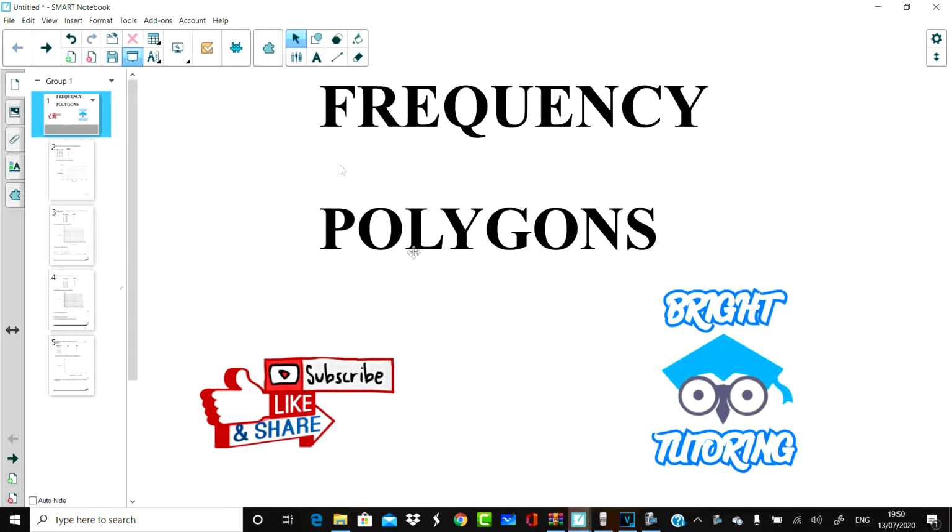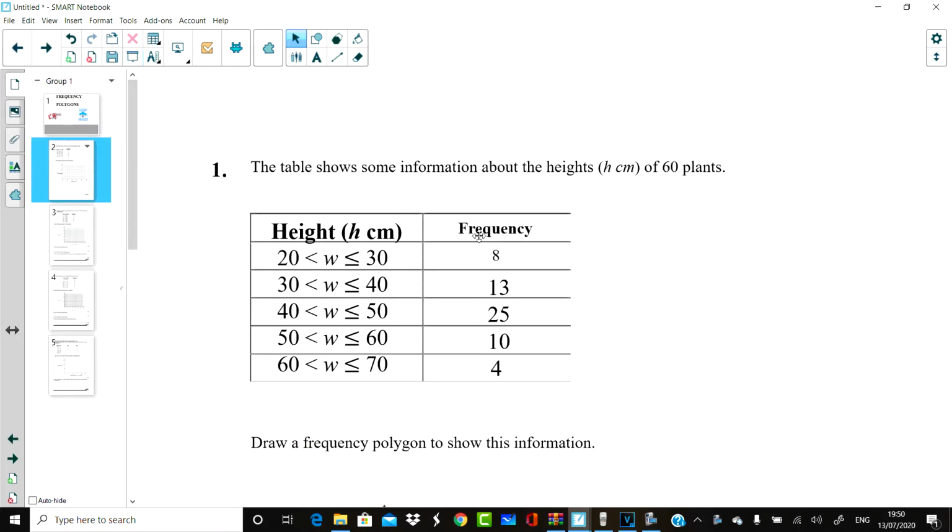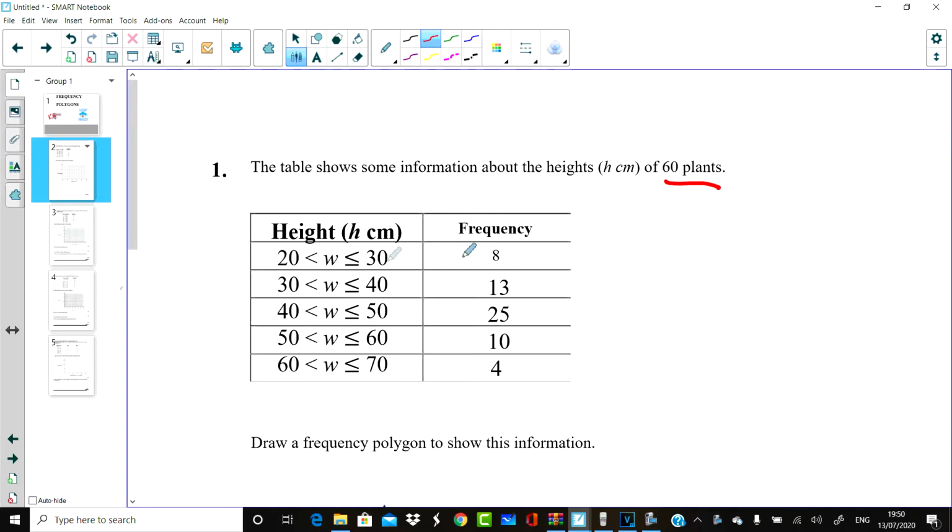In this lesson, we'll be covering frequency polygons. So the first question we have here says the table shows some information about the height of 60 plants. So it has the heights on the left-hand side and it has the frequency on the right-hand side for each class interval.